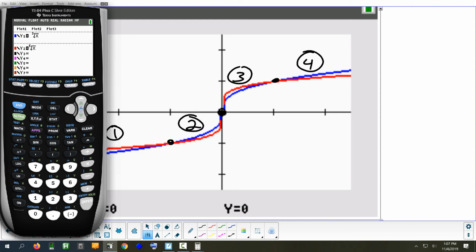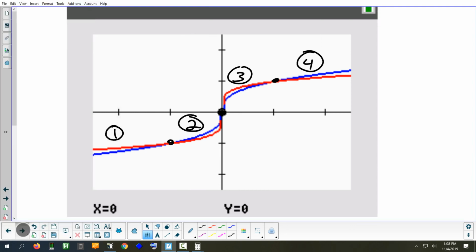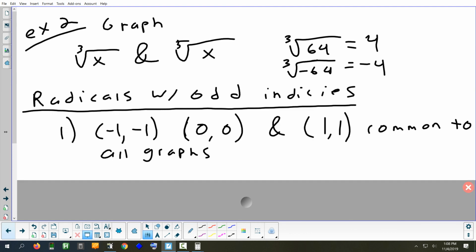So if I did a 7th root and I was in section 4, it would be underneath everything. Or in section 2, it would be underneath everything. Now, if I did a 7th root in section 1, it would be on top of everything. Okay? So I think we've got everything that's important. Let's just write them down. Those points are common to all odd graphs. Those 3 points.